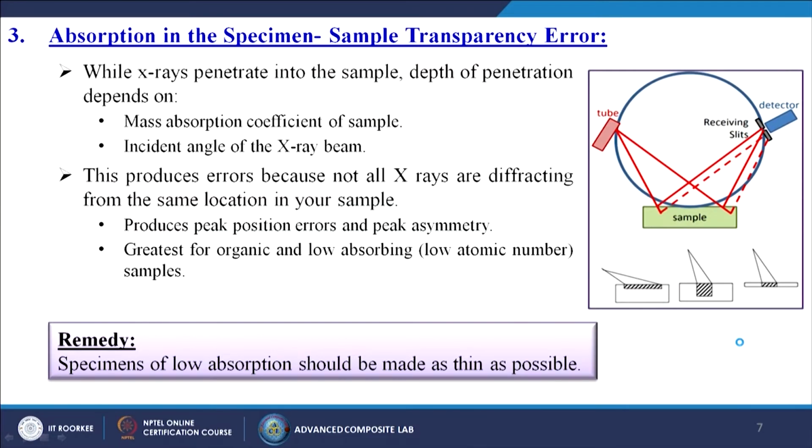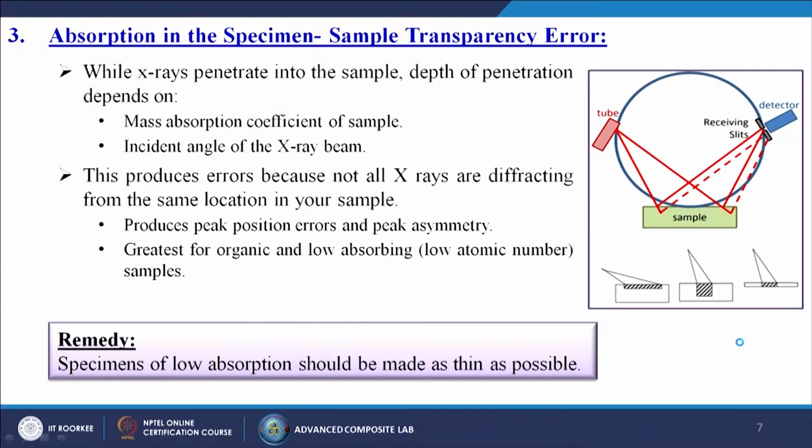While X-rays penetrate into the sample, the depth of penetration depends on the mass absorption coefficient of the sample and the incident angle of the X-ray beam. So, this produces errors because not all X-rays are diffracting from the same location in your sample. Of course, because some reflection is taking place inside the sample, some reflection is taking place at the surface of the sample. That means it produces peak position errors and peak asymmetry, and it is also the greatest for organic and low absorbing, or maybe low atomic number, samples.